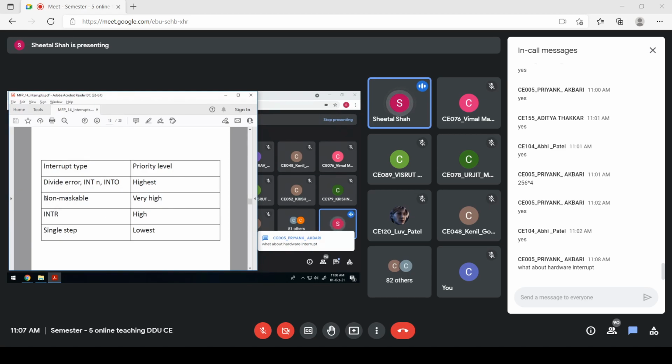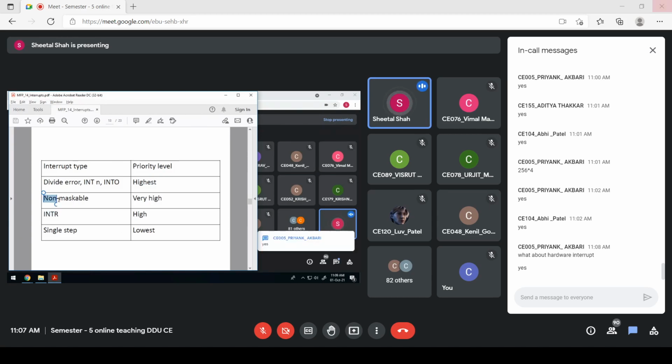So these are all the hardware interrupts. Any hardware, the non-maskable interrupt is also a hardware interrupt, and INTR is also a hardware interrupt. But the program which is meant for this NMI or the INTR is stored in the interrupt vector table. Are you getting this?